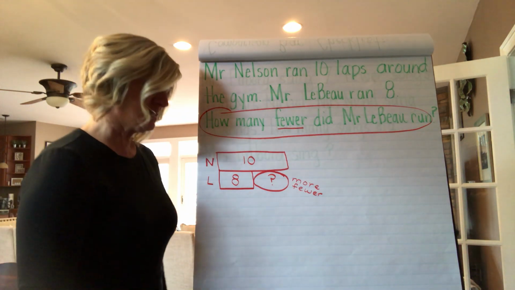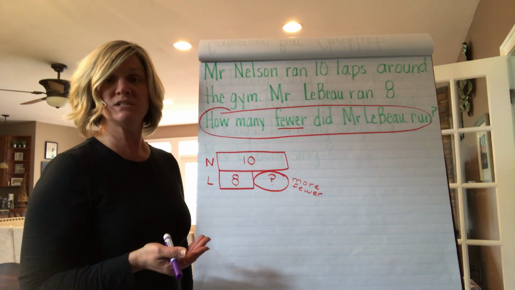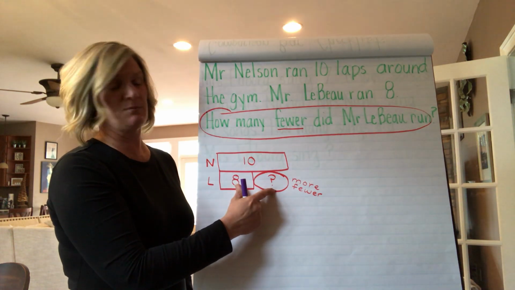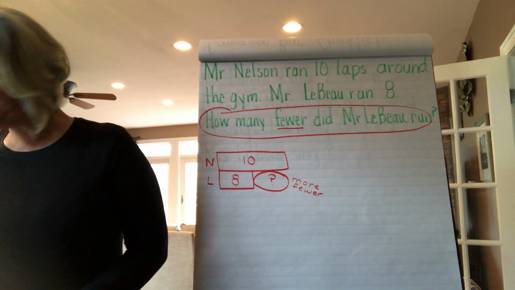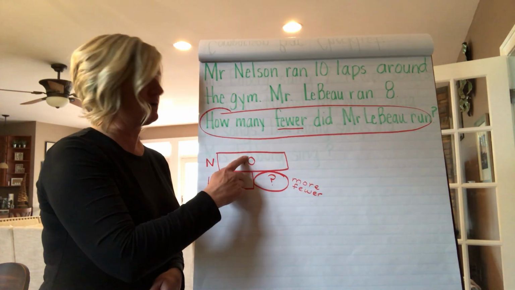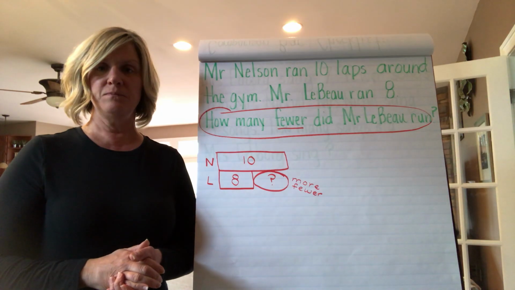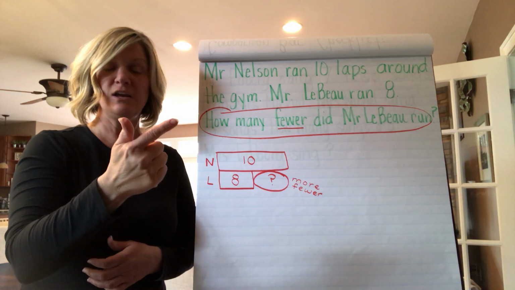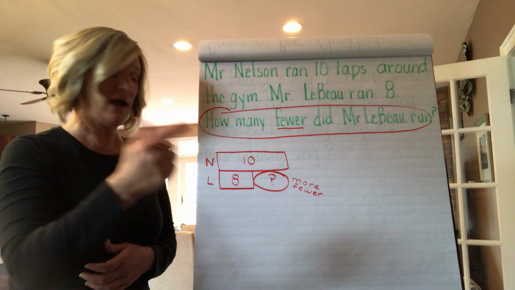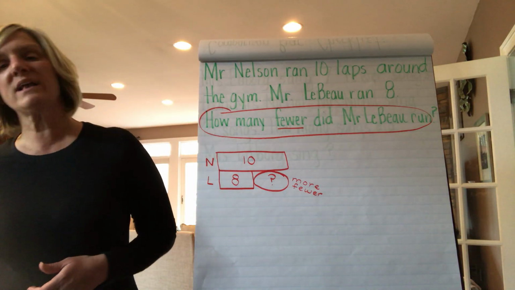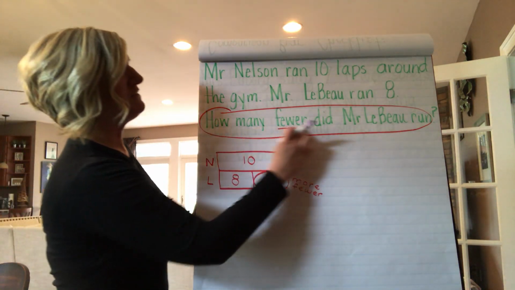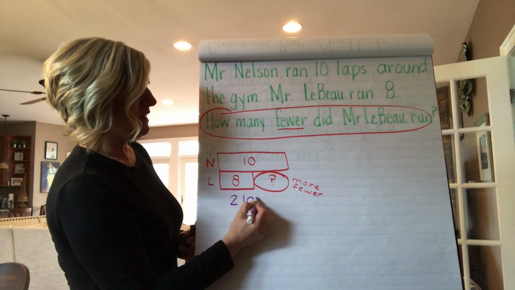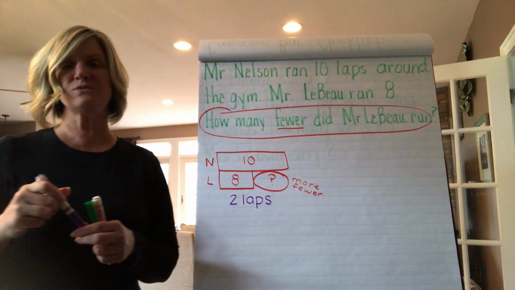One of the things that we worked on the last time was using the counting on strategy to figure out what number goes here in this number pair. So let's try it. Let's put 8 in your head and count up to 10. Let's do it together. Ready? 8, 9, 10. 2 fingers. It took me 2 counts to get up to 10. So very quickly, I know how many fewer did Mr. LeBeau run? 2 laps. He ran 2 laps fewer.